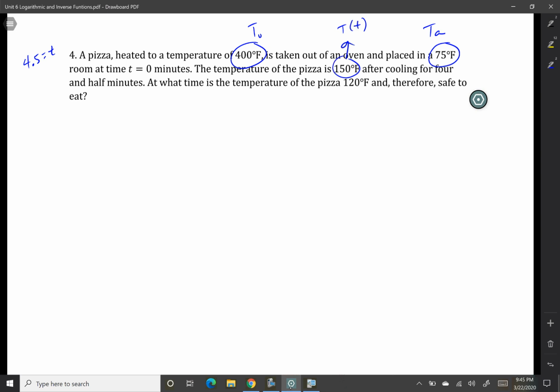So let's find the k value. So we could say the temperature is 150. The initial temperature and ambient temperature, we know. So the ambient temperature is 75 plus the initial temperature, 400, minus 75, e to the negative k times 4.5.